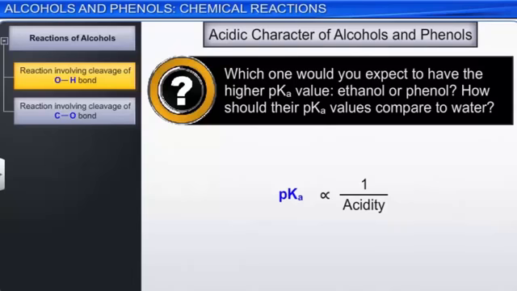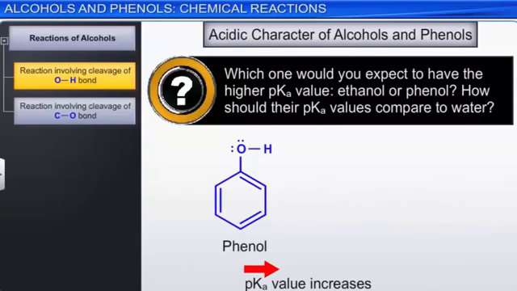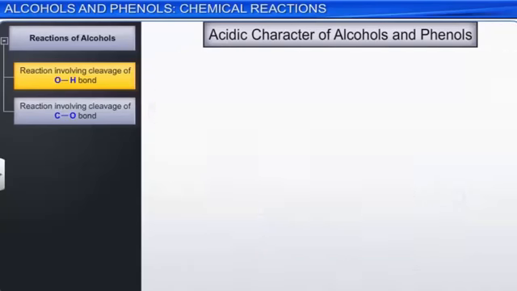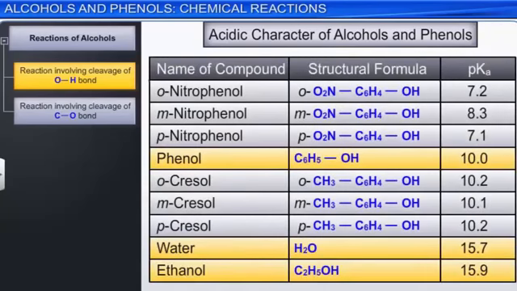So, phenol should have a lower pKa than water and ethanol. Water should have a lower pKa than ethanol. You can confirm your reasoning by comparing the actual pKa values. As expected, phenol has the lowest pKa and ethanol the highest.